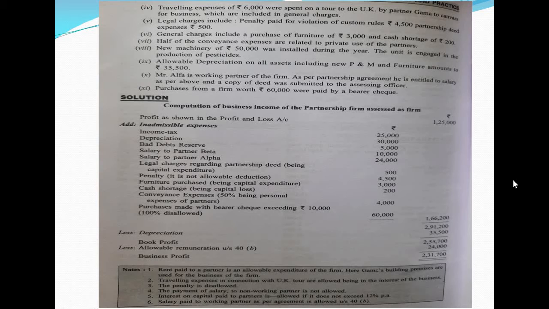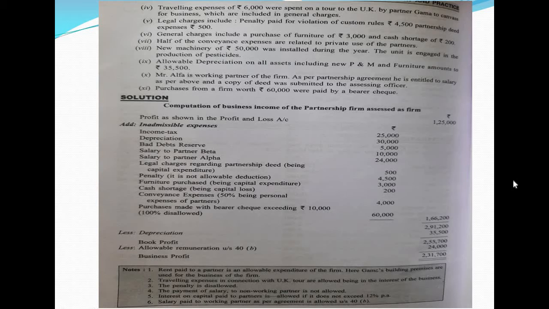Then point number 6 says that general charges include a purchase of furniture of rupees 3,000 and cash shortage of rupees 200. So it means that out of the total general expenses, there's a purchase of furniture of rupees 3,000, so this will be a capital expenditure, and it will be disallowed. And also there's a cash shortage of rupees 200, so this is a capital loss, so this also will be disallowed out of the total general charges. Then point number 7 says that half of the conveyance expenses are related to private use of the partners. So since it is for the private use of partners, half of the conveyance expenses will be disallowed.